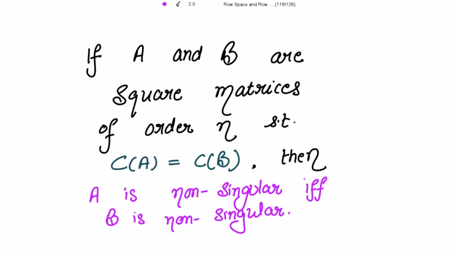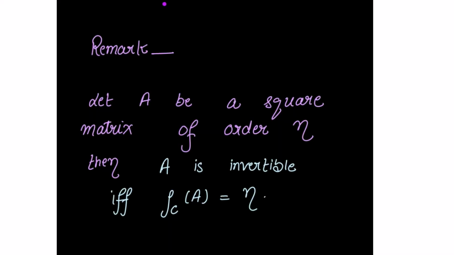The example is, if A and B are square matrices of order n such that the column spaces of A and B are equal, then A is non-singular if and only if B is non-singular. Before starting with the proof, let's recall this remark first.